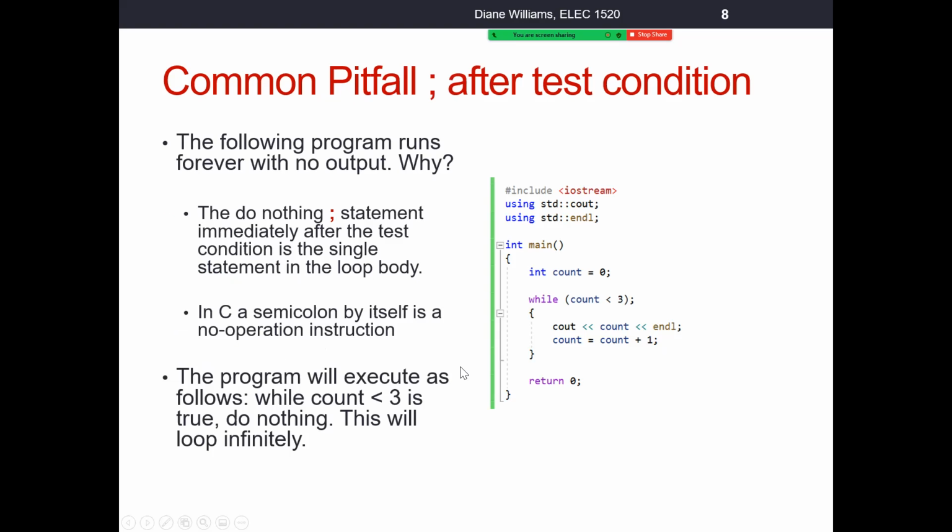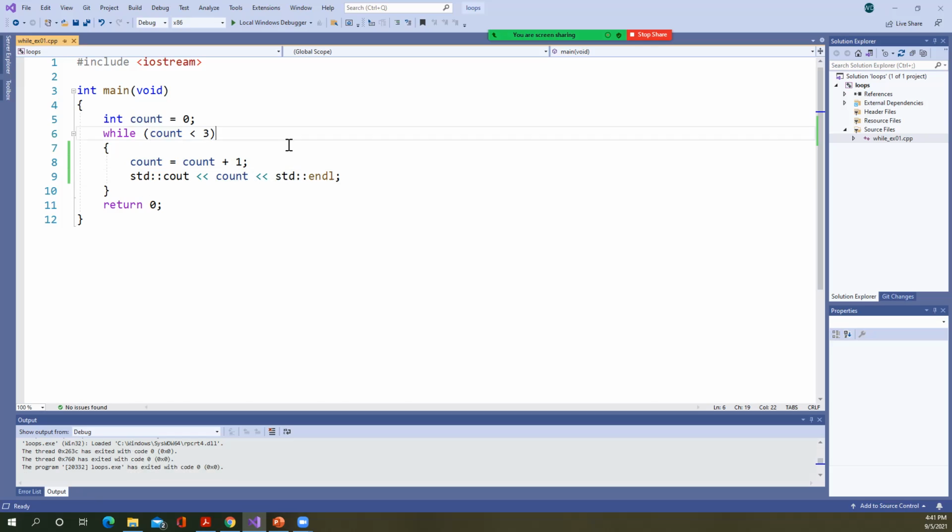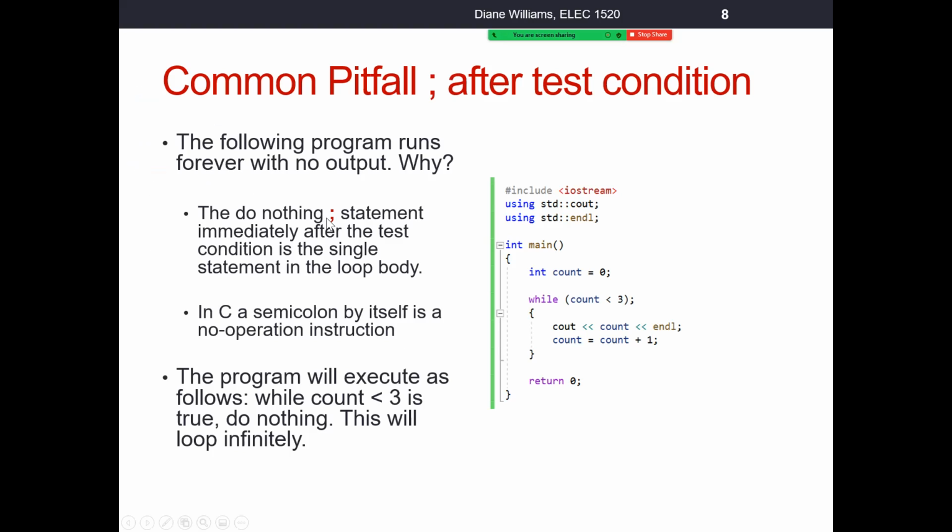Here's another common error or pitfall. If we were to run this program, so actually, let me pop this up. What I'm going to do here is right after the while count is less than 3, put a semicolon. Because a lot of times as you're learning to write code, you're used to putting a semicolon at the end of your statements. Well, this is what's called a do nothing statement. In C++, the semicolon all by itself is a do nothing or a no operation statement.